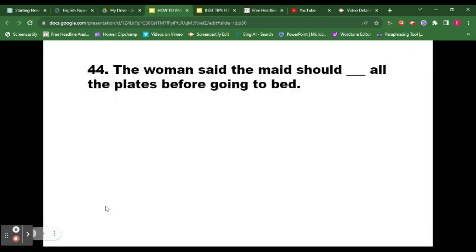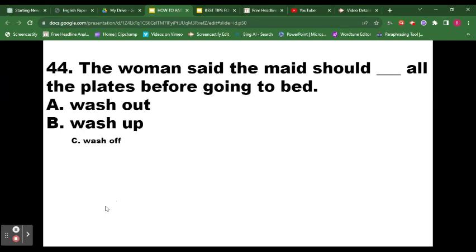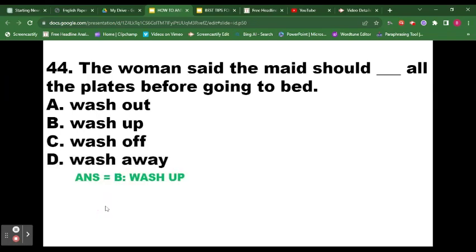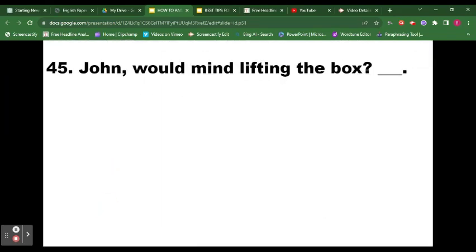Now, question number 44. The woman said the maid should dash all the plates before going to bed. A, wash out. B, wash off. C, wash up. D, wash away. Of course, the correct option is B, wash off. We wash off when you talk of washing all of them. Okay. Question number 45. John, would you mind lifting the box?